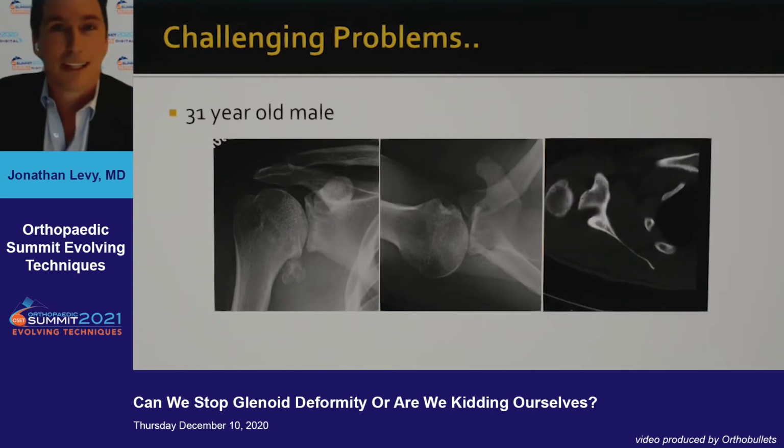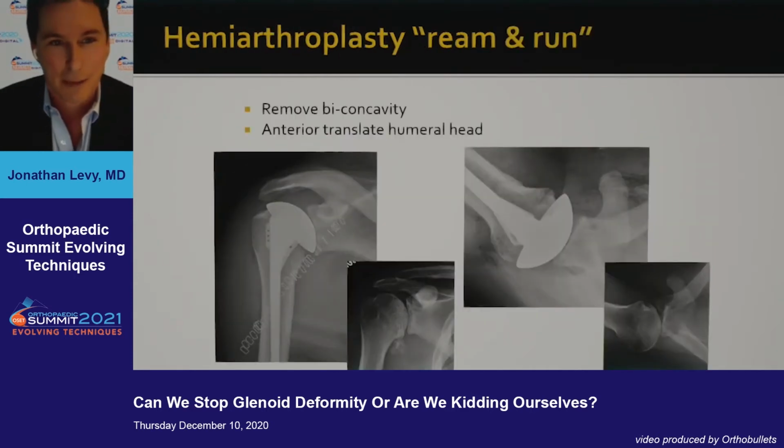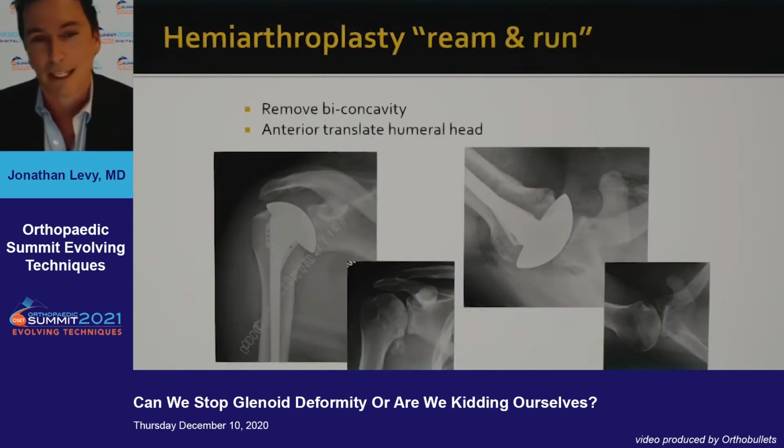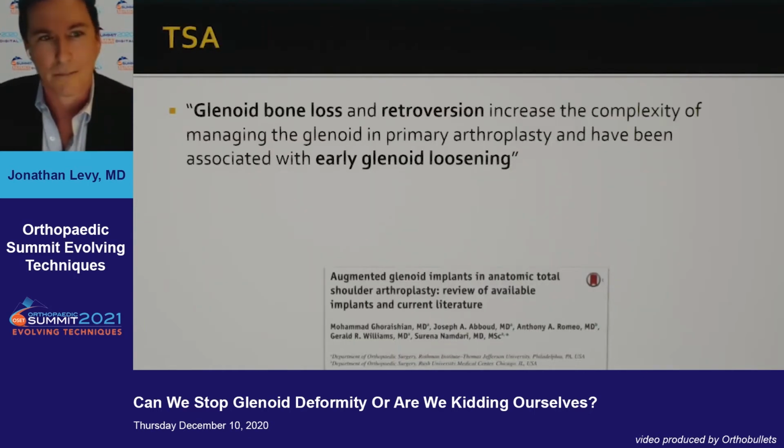So this is a patient I sent out to Seattle to have a hemiarthroplasty done with a ream and run technique. And he's doing quite well, and I'm following him post-operatively, but this is the challenge. These are the hard players. I'm not quite sure what the right answer is for this patient.